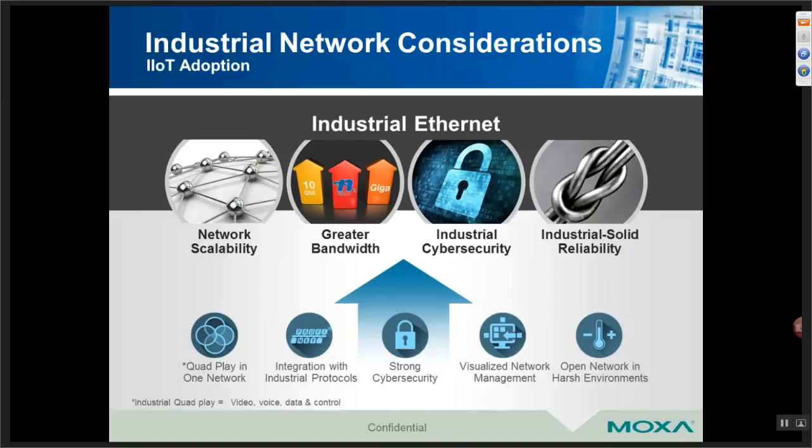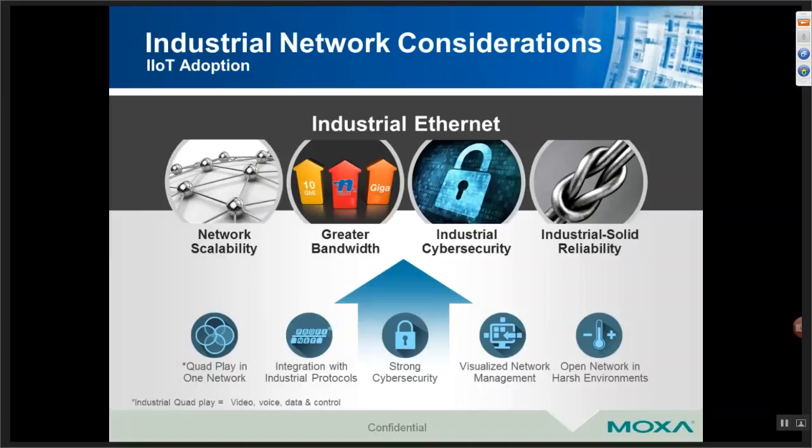And so with those increased number of devices comes a need for increased bandwidth, especially as more vision systems and video, high bandwidth type devices are connected to the network. Larger pipelines are needed basically in the network.